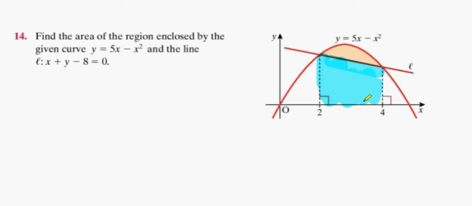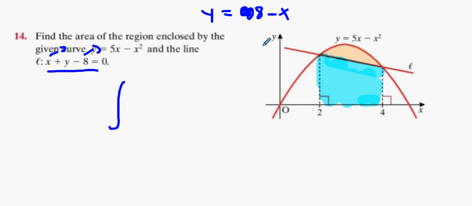Does that make sense? If I integrate the line, now, do you notice that the line hasn't got y on its own yet? So how do you get y on its own for the line? Move the x and the 8 over the other side. So anybody getting y equals 8 minus x? Is that right with you guys? So we go for 8 minus x dx.